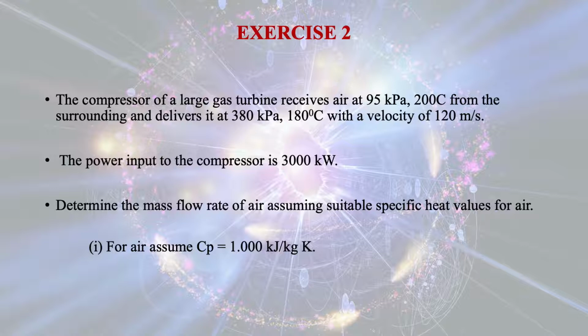For air we know that the specific heat at constant pressure is equal to 1.000. So this is a given value of the specific heat at constant pressure, that is 1.00 kilojoule per kg. Now let us see how we can solve this problem.